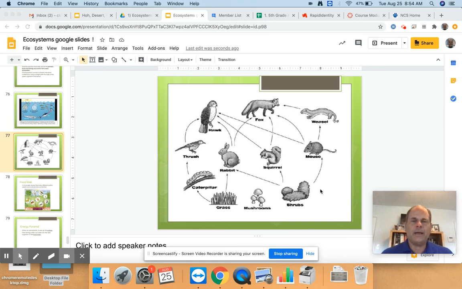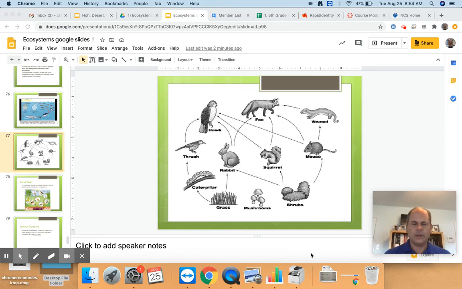All right, let's talk about how energy moves through a food chain. And this actually is a picture of a food web. You have lots of animals, and you have some producers here also, and you're moving the energy all the way through the food web. So let's look at that. The way the arrows point is where the energy is flowing to.